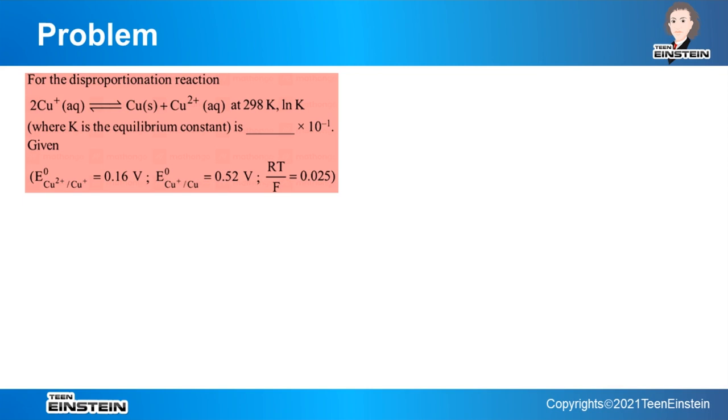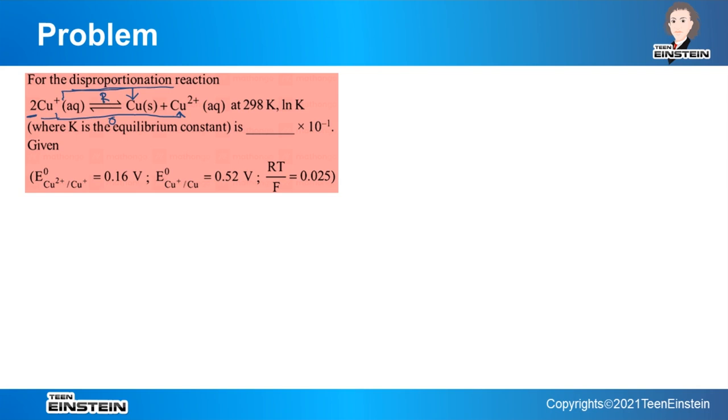One reaction is given which is a disproportionation type of reaction. Now what is disproportionation? Disproportionation is when the same species is undergoing reduction and oxidation simultaneously. So one Cu plus is reduced to copper 0, and another Cu plus is oxidized to Cu2 plus. So this is oxidation, this is reduction.